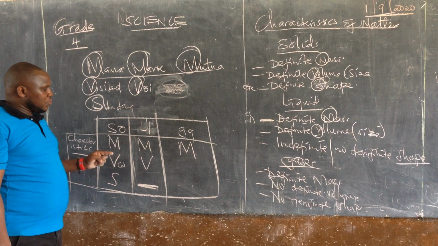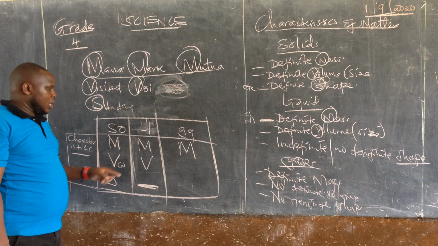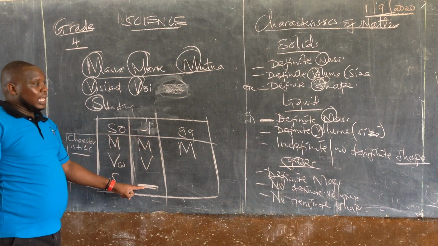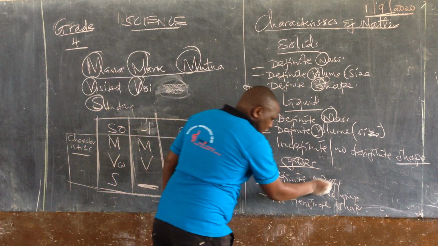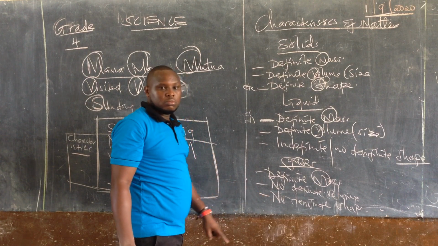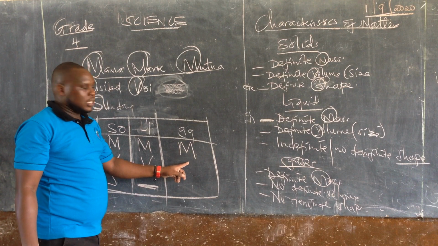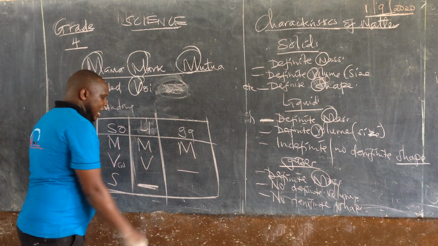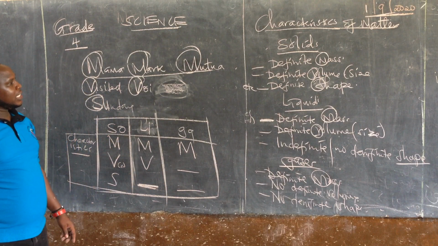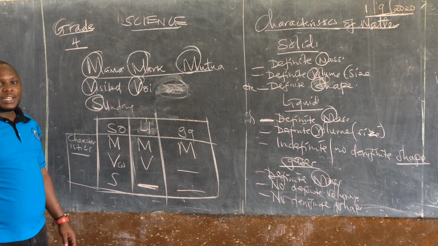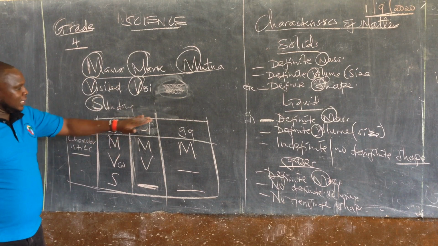Which of the following do not have definite shape? Gases and liquids. Let's see what gases have. Gases, we say they have only definite mass. Only. The others are no. No definite volume, no definite shape. And so that's why they have only one letter here, which is mass. But volume, they don't have, and shape, they don't have. So that's how we get the formula of how to get the characteristics of different examples of matter. So don't forget this.